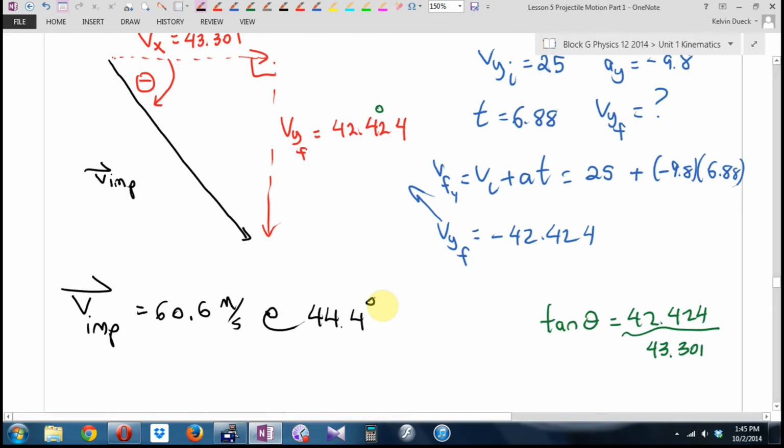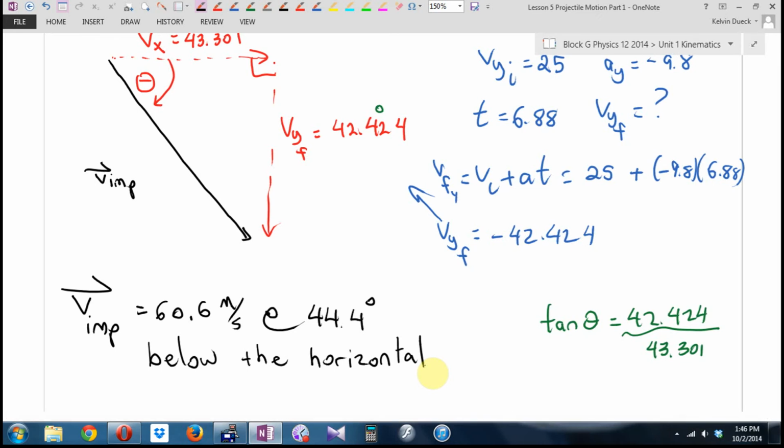I would live with it if you said south of east, but when we're talking about projectiles, we basically say they're either on their way up or they're on their way down. This one, on its way up or on its way down. So we call this below the horizontal. Draw a horizontal line, go 44.4 degrees below the horizontal. That's what angle it's hitting the ground at.